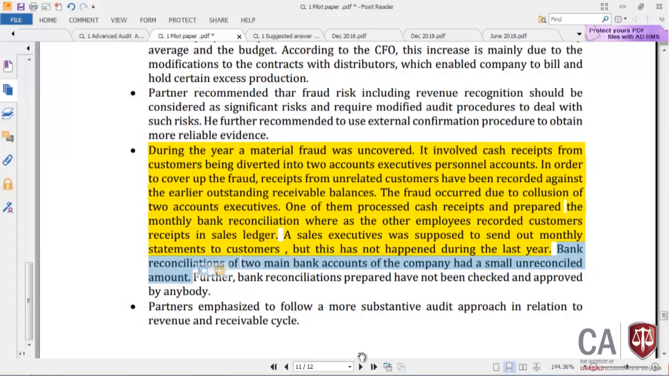And number 2, I will take the point of rotation. The rotation has not taken place. If that had happened, most of the fraud could have been avoided. So I will take the second point on that based on the significance. And number 3, I will take the subledger reconciliation with the general ledger. And number 4, I will take the sending out of the monthly statement to the customers.